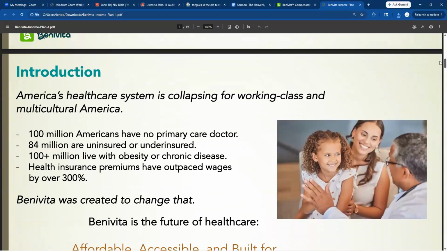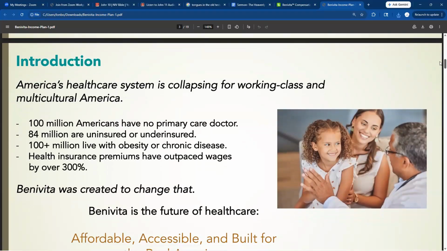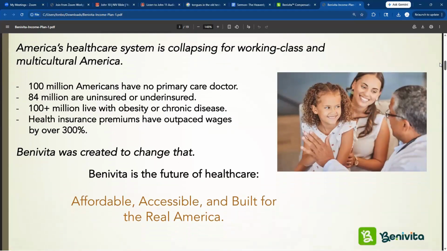So the introduction: America's healthcare system is collapsing for working class and multicultural America. 100 million Americans have no primary care doctor. 84 million are uninsured or underinsured. 100 plus million live with obesity and chronic disease. Health insurance premiums have outpaced wages by over 300%. Benevita was created to change that.